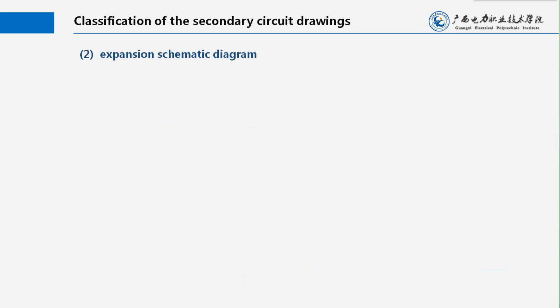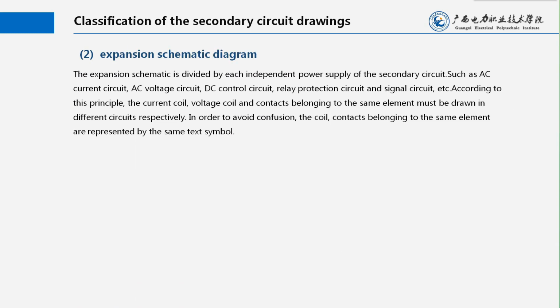(2) Expansion schematic diagram. The expansion schematic is divided by each independent power supply of the secondary circuit, such as AC current circuit, AC voltage circuit, DC control circuit, relay protection circuit and signal circuit, etc. According to this principle, the current coil, voltage coil and contacts belonging to the same element must be drawn in different circuits respectively. In order to avoid confusion, the coil and contacts belonging to the same element are represented by the same text symbol.